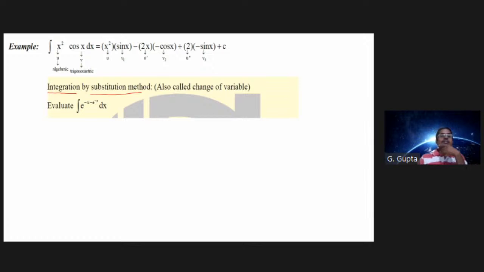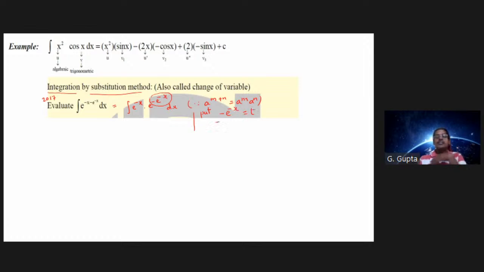So this is an example asked in 2017. I can write this as e to the power minus x into e to the power minus e to the power minus x dx, since a power m plus n is equal to a power m into a power n. So I want to denote this exponent, minus e power minus x, as the t variable. So that is called substitution. Put minus e to the power minus x is equal to t.